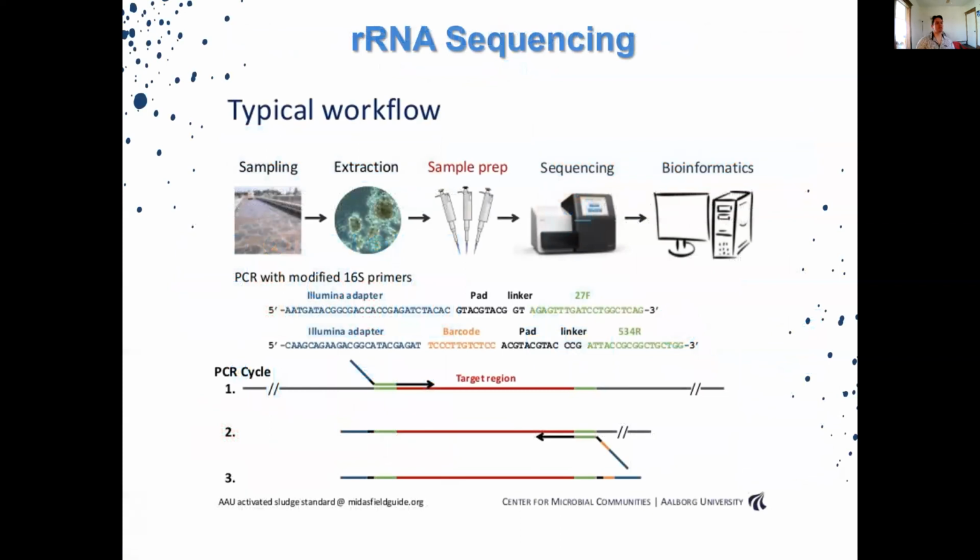And then RNA sequencing. Again, this typically relies on something like the 16S rRNA sequence, which is essentially a fast, inexpensive profiling technique based on variation in that 16S rRNA gene.